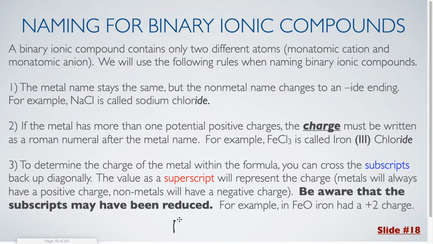So if we take our Fe and O, we have subscripts of 1 for each. If we were to cross those 1's back up, it would appear that oxygen would be a -1 and iron would be a +1. But if you look at the periodic table for oxygen, oxygen would always form a -2 charge. That means that this has been reduced at some point. In order to unreduce it, I can turn this back into a -2 by doubling that charge. And I'm allowed to do that as long as I also double the other side. So this iron would have a +2 charge.